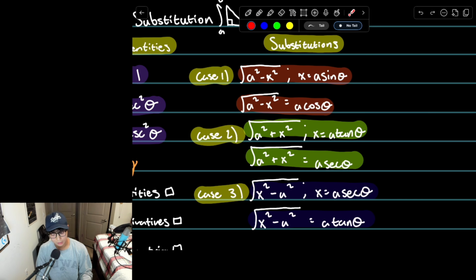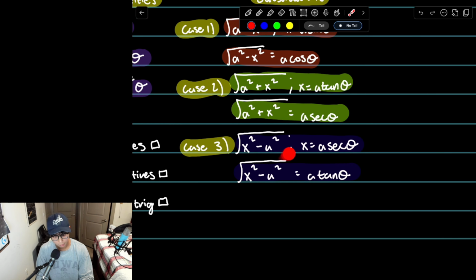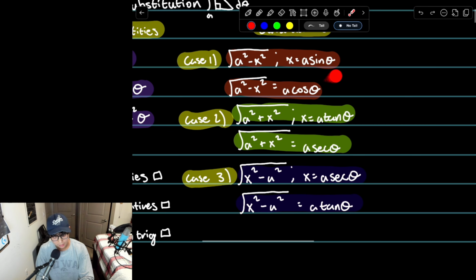But don't get that analogy confused with secant, where it's x squared minus a squared. So just know sine has the alphabet first, and secant has the alphabet second. So notice how the alphabet is backwards here, so it's not a priority. Hopefully that helps you remember.